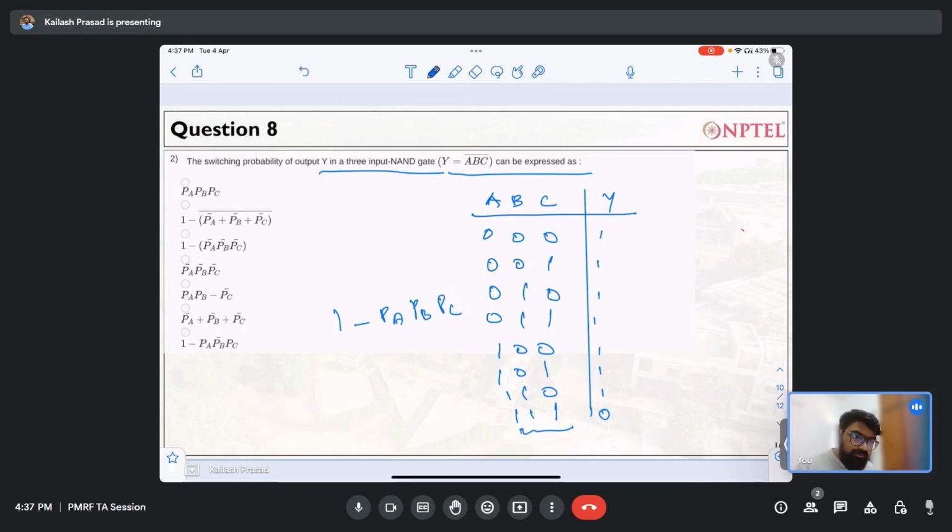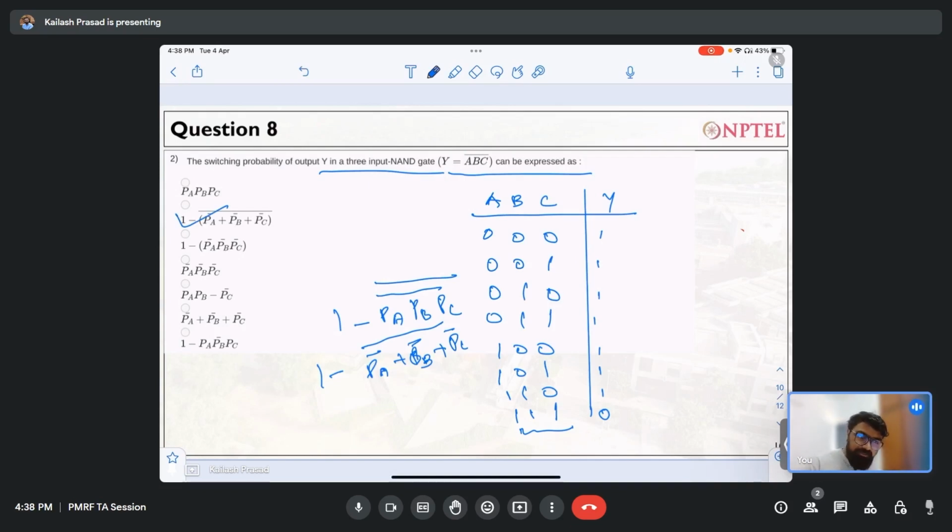But if you see this particular equation, it is not there in any of the options. So what I will do is apply De Morgan's law, and let's see if this is available or not. If I apply De Morgan's, it will be 1 minus the bar of PA bar plus PB bar plus PC bar. So it will be this option, which is correct, right?